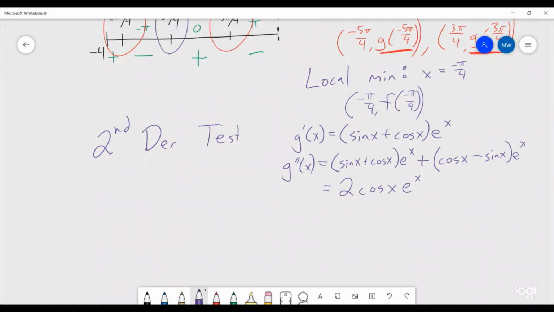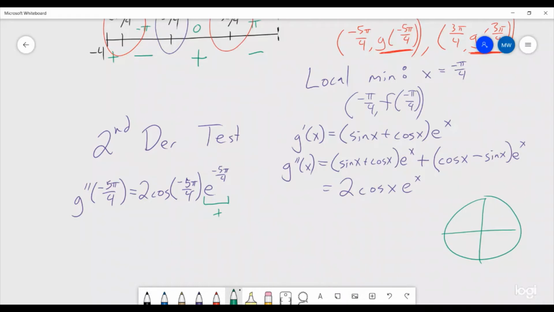So now for the second derivative test, we just need to plug our critical points into our second derivative. So we get g double prime of negative 5 pi over 4. That's going to be 2 cosine of negative 5 pi over 4 times e to the negative 5 pi over 4. Well, e to that power is positive. Cosine of negative 5 pi over 4, let's look at the unit circle. Negative 5 pi fourths is this angle right here. That means the cosine value is negative. So this is all going to be less than 0.